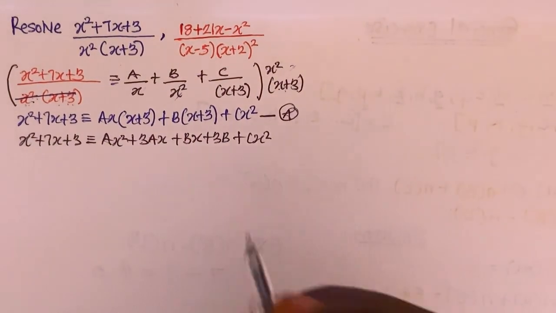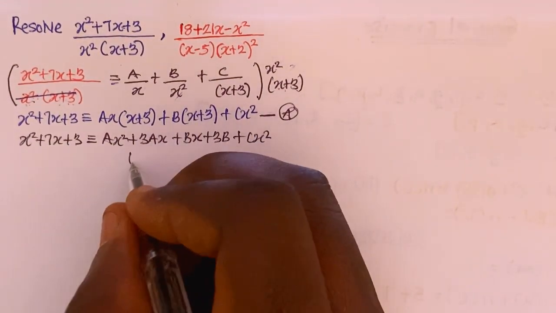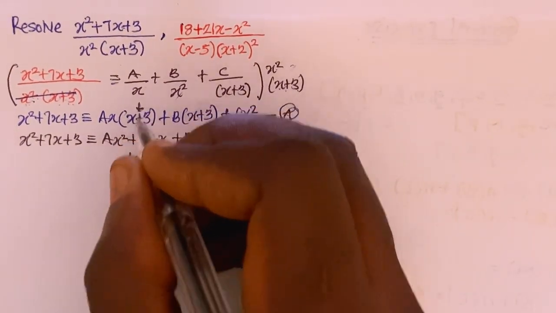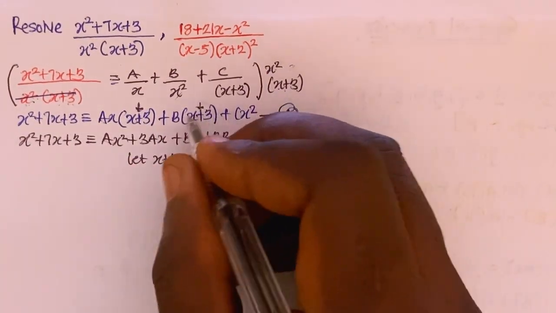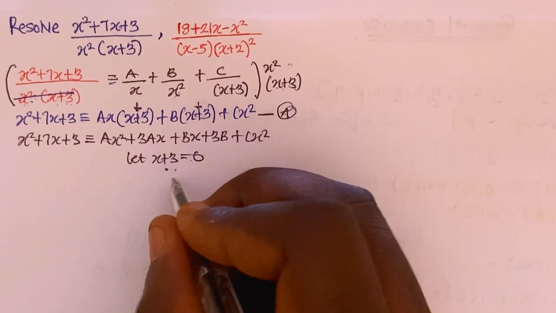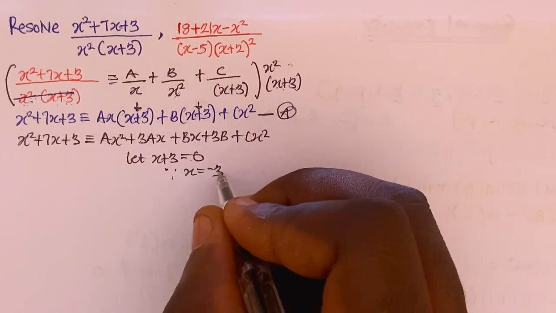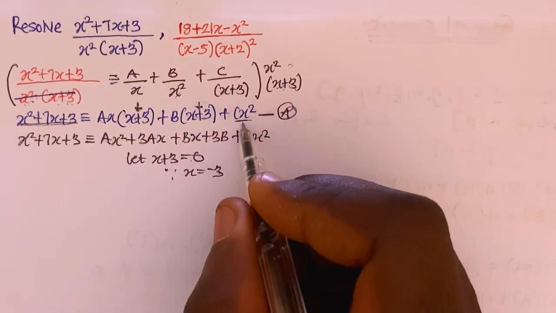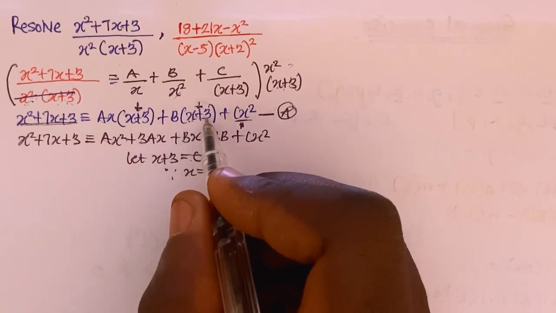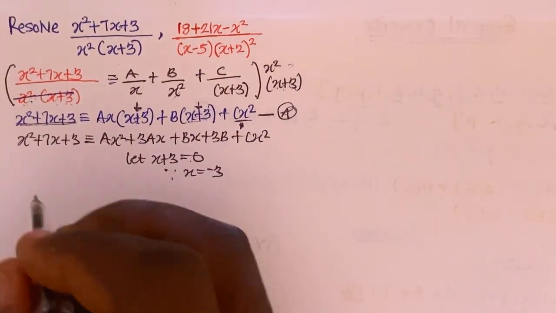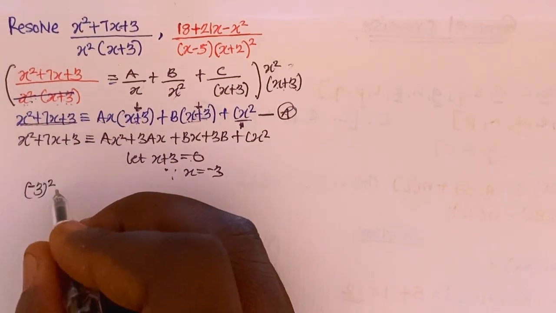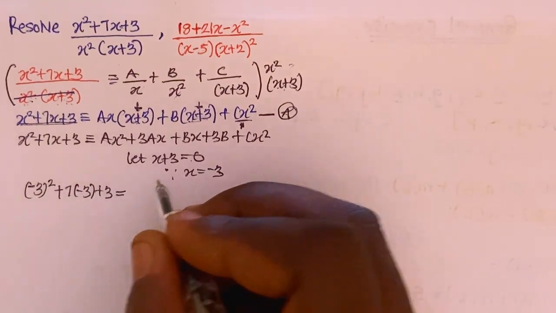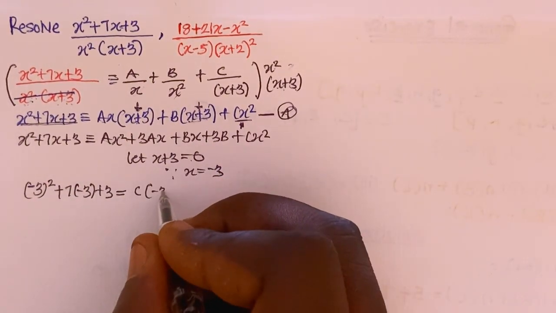So what I'm going to do now is that I'm going to use the assumed method by saying let x plus 3 equal to 0. If x plus 3 equals 0, then putting 0 here, this expression is actually 0. Putting 0 also here, this is actually 0. Then if x plus 3 equals 0, therefore my x will be equal to minus 3. So I'm going to put minus 3 inside this equation on this side and also inside this expression, because if I put it here, minus 3 plus 3 is actually 0. This is actually also 0. So here I'm going to have minus 3 squared, then plus 7 into bracket minus 3, plus 3, which is equal to C into bracket minus 3 squared.